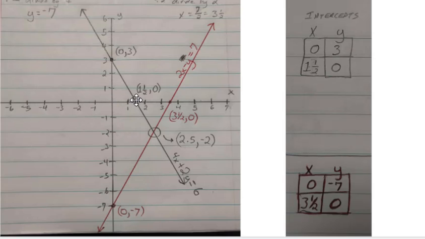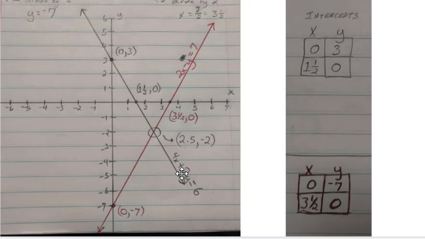I plot that point. I label the point. X is 1 and a half, comma, y is 0. Okay? Now between those 2 points, I line up my ruler, bam, draw my line. Okay? Now I'm even going to label my line. So these intercepts came from this equation, right? 4x plus 2y equals 6. So I'm going to go ahead and label that line so I know which line is which.